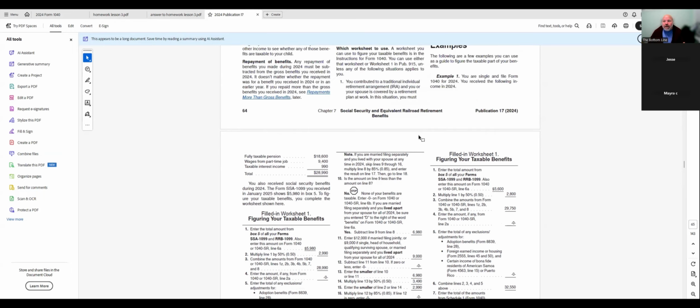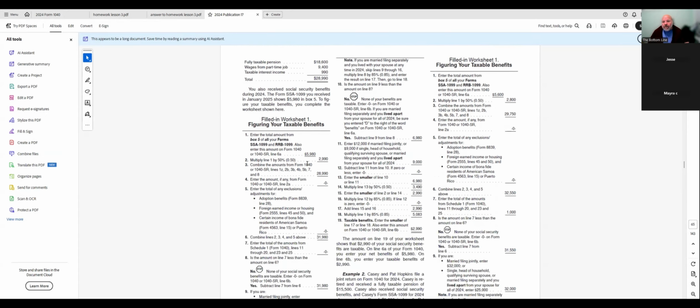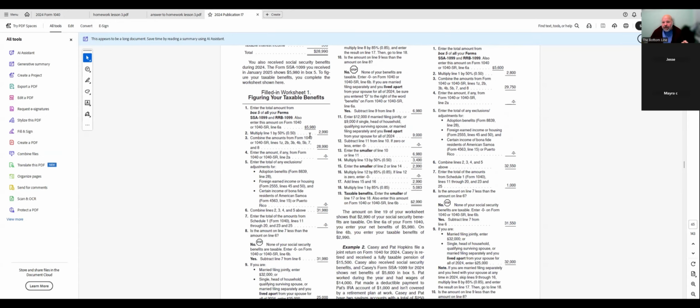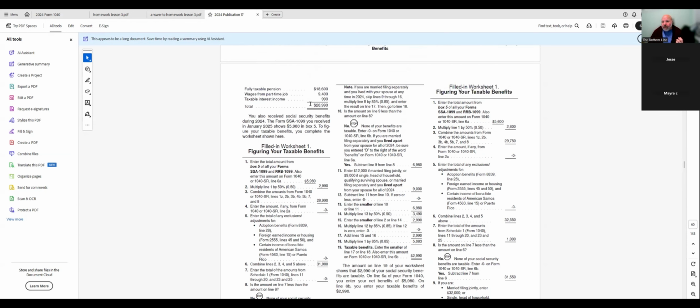So here we have 50%. So we have the Social Security amount. 50% of that is considered in our income for Social Security taxability. So 2,990 is half of the 5,980. Okay. So all the other income that we saw up here, from pension, wages, and interest income, came to 28,990. We're going to put that on the worksheet on line 3.